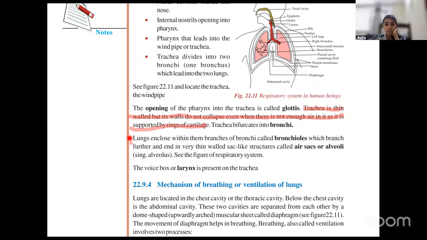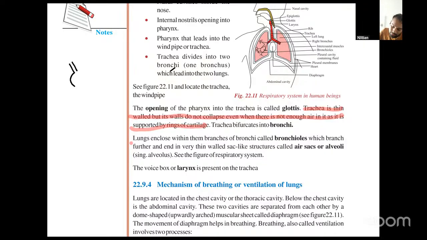Lungs enclose within them branches of bronchi called bronchioles, which branch further and end in very thin-walled sac-like structures called air sacs or alveoli. The alveolus is a balloon-like structure. When you are inhaling, the balloon swells up. The alveoli are basically the last destination of the air. I will make a diagram for you. For example, this is a balloon-like structure, the alveolus.